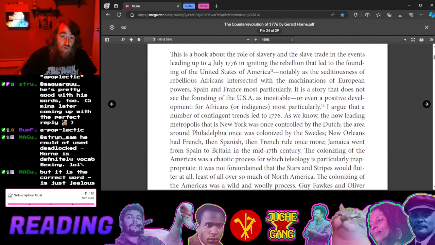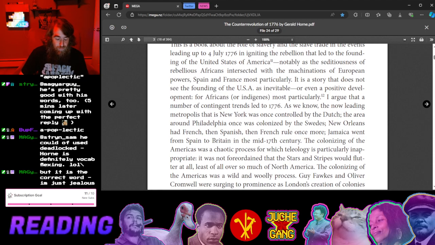This is a book about the role of slavery and the slave trade in the events leading up to the 4th of July, 1776, in igniting the rebellion that led to the founding of the United States of America. Notably, as the seditiousness of rebellious Africans intersected with the machinations of European powers, Spain and France most particularly. It is a story that does not see the founding of the USA as inevitable or even a positive development, for Africans or indigenes most particularly.